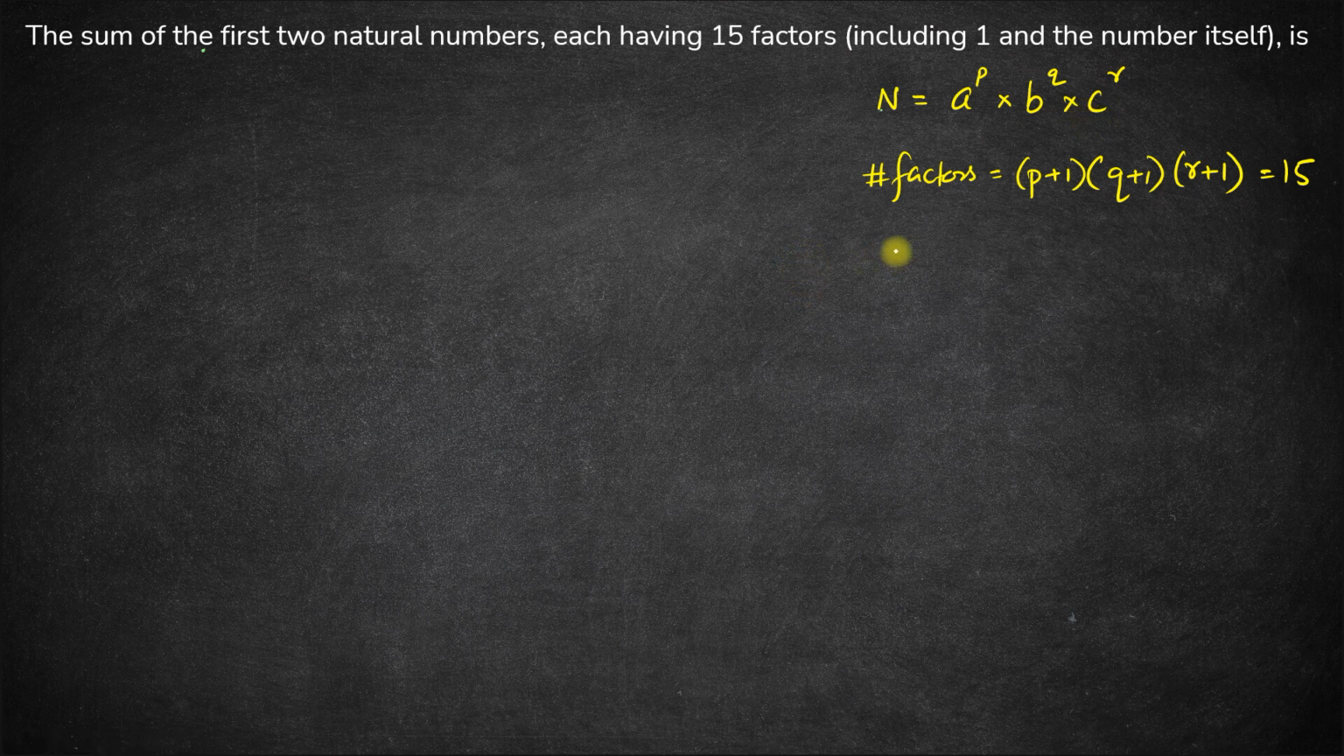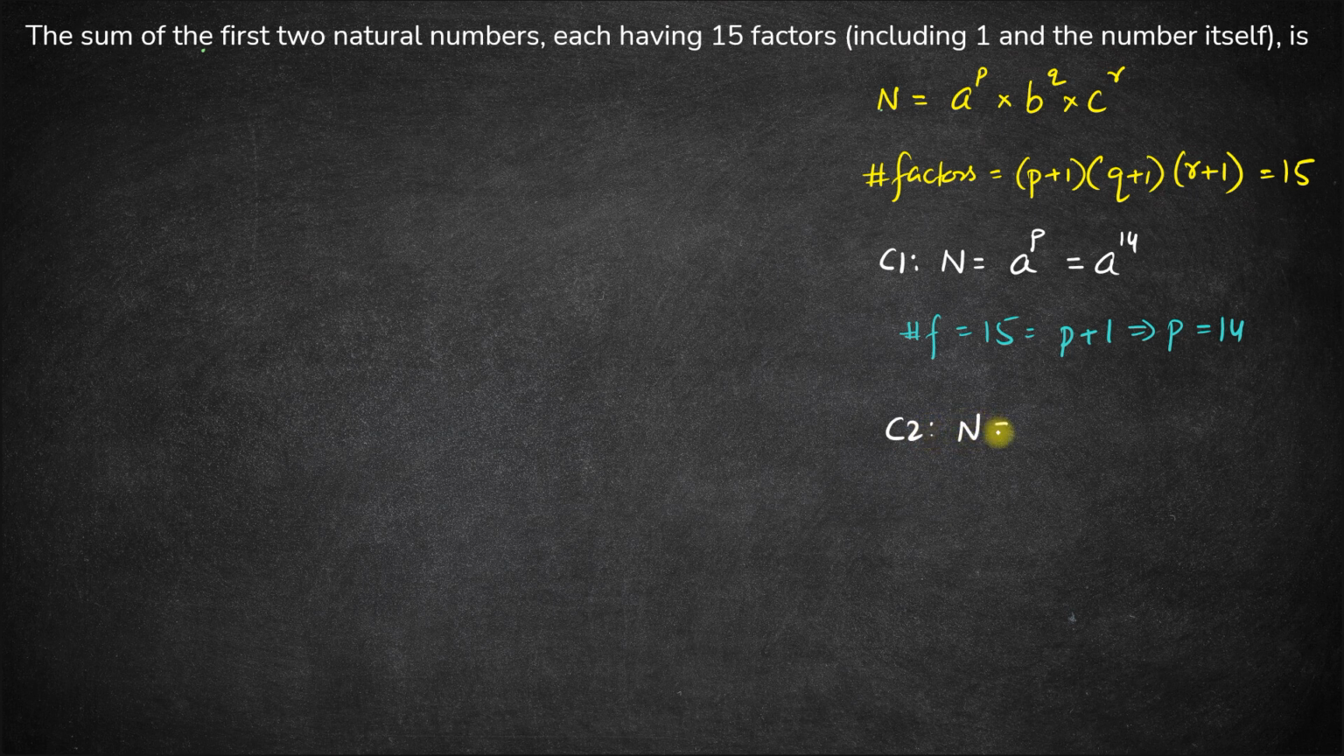Let's consider the first case where n has only one prime factor. So n is of the form a to the power p. Then the number of factors, which is 15, will be equal to just p plus 1. So this gives us that p is equal to 14. That means this number is of the form a to the power 14. Let's consider the cases and then we'll see which are the two smallest natural numbers.